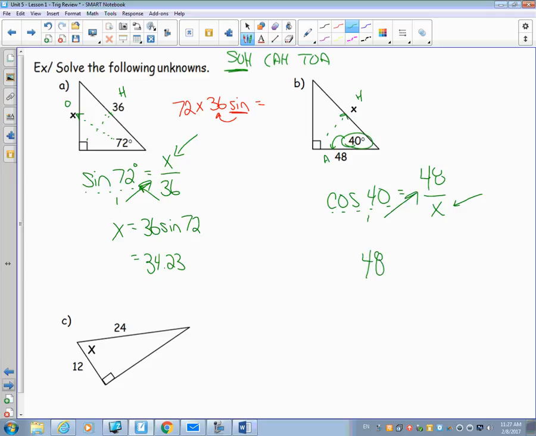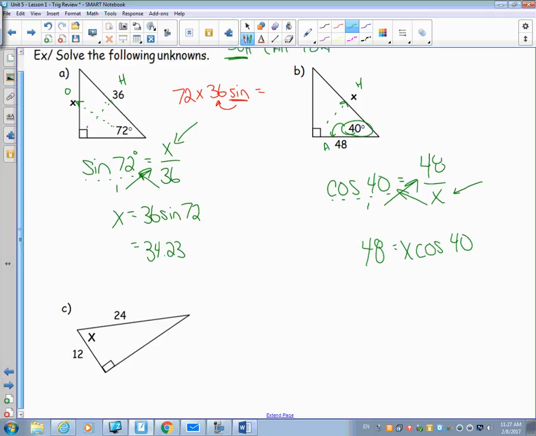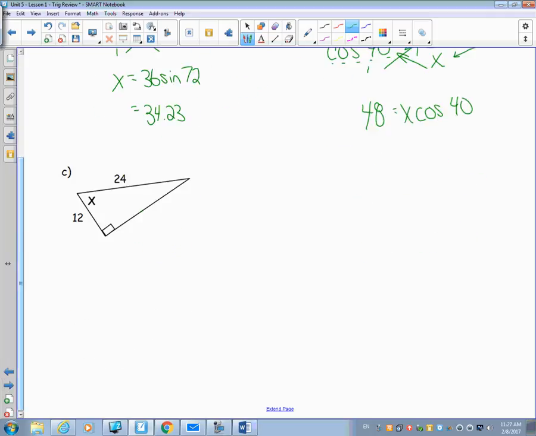1 times 48, 48. X times cos 40, x cos 40. Unfortunately, this time, x has not been isolated. So to do that, we have to divide out the cos part. So to get x, we're going to divide 48 by cos 40. Again, we'll put that into our calculator, and I ended up with 62.66. Okay, for backwards people, 48 divided by 40 cos equals. Make sure the number goes before the function. That's problem 2. X is on the bottom of the fraction.